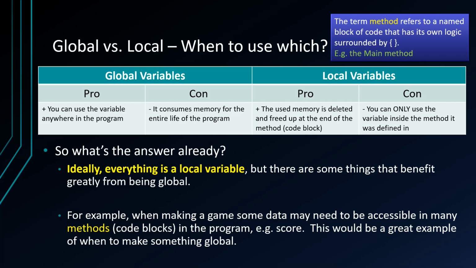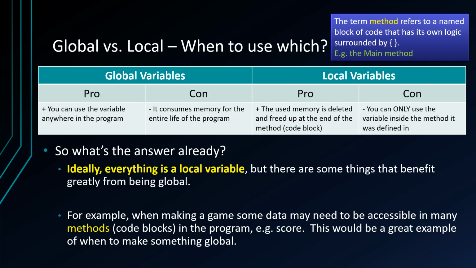by curly brackets. We've seen the main method. This is a method. We've also seen other methods as well. We just didn't see how the code works. So things like math.pow, pow is a method. Square root, sqrt, is a method. Write line, read line, these are all methods.